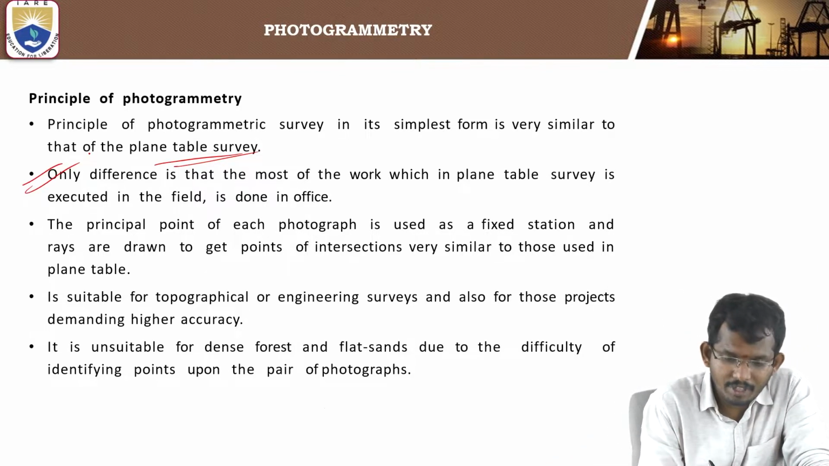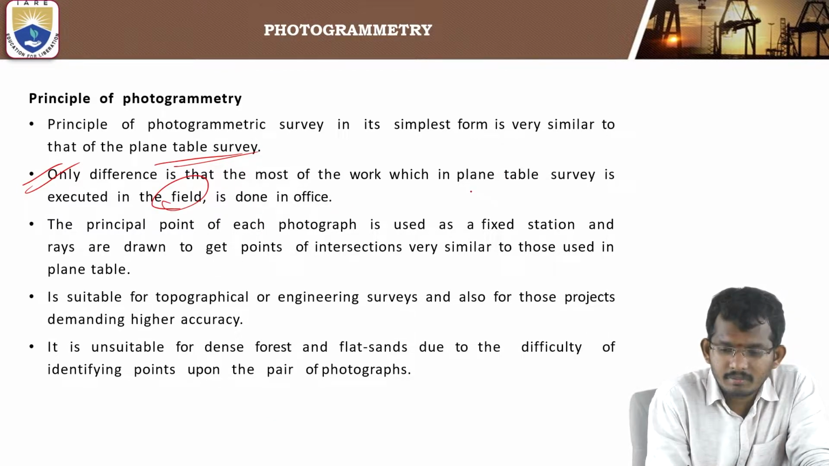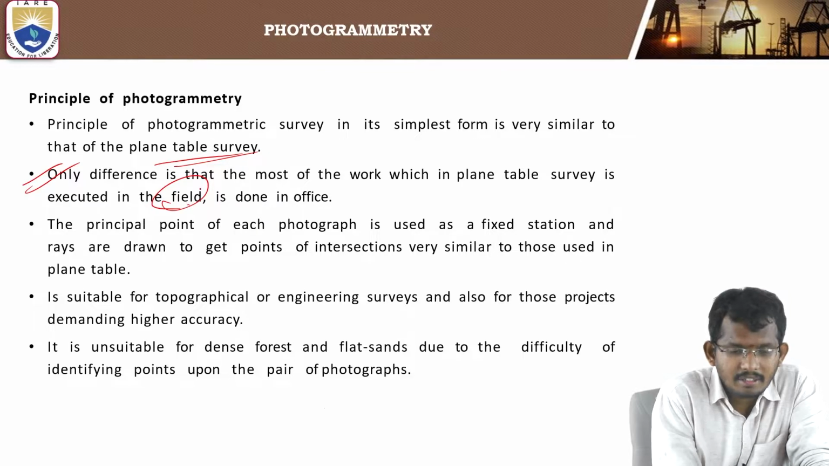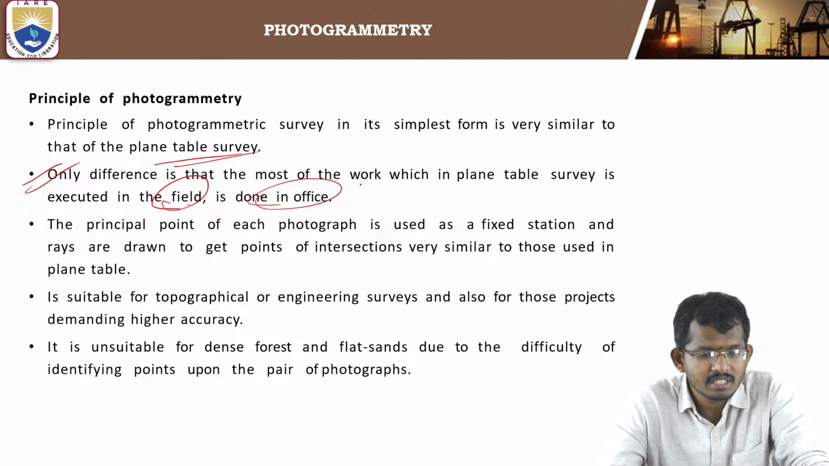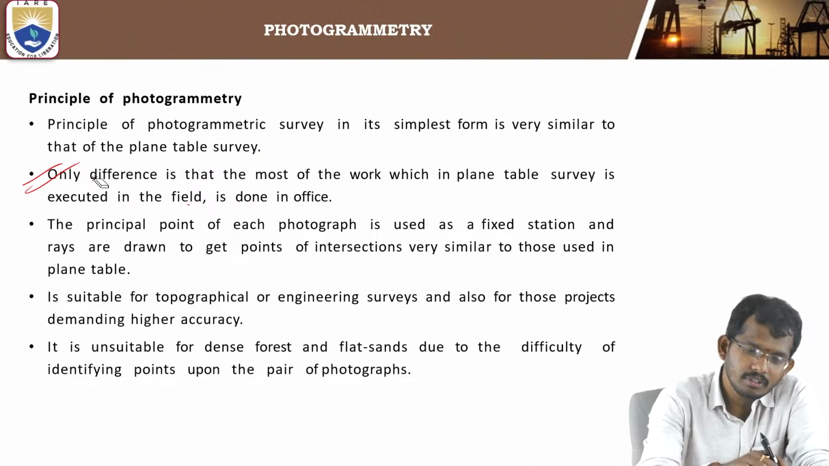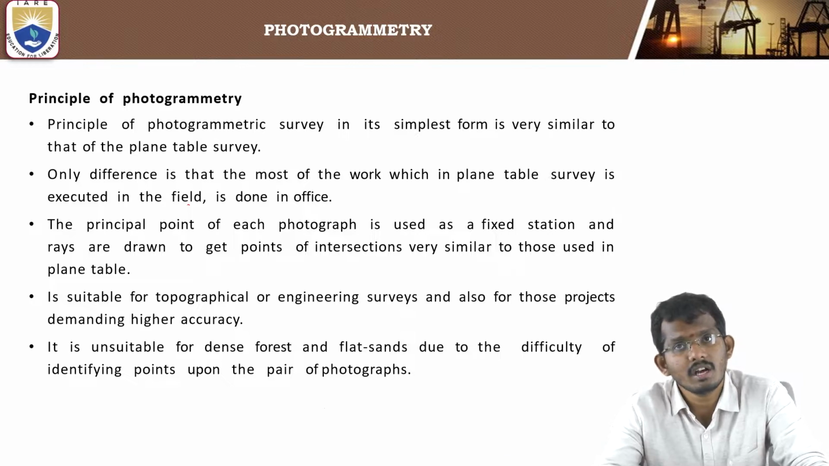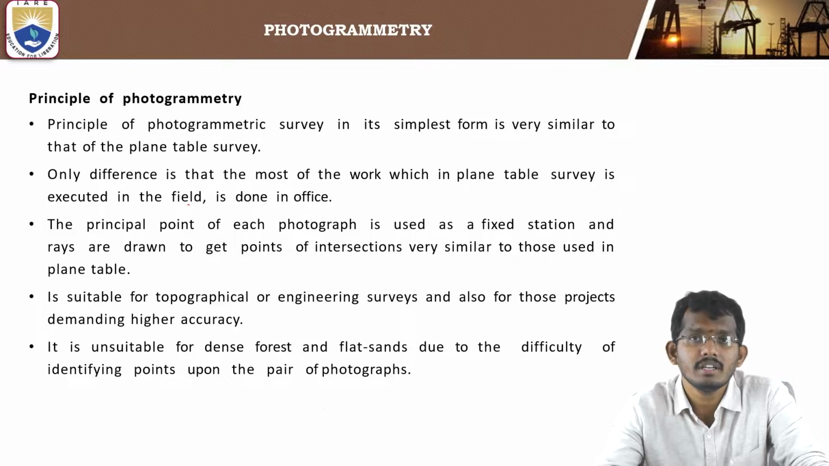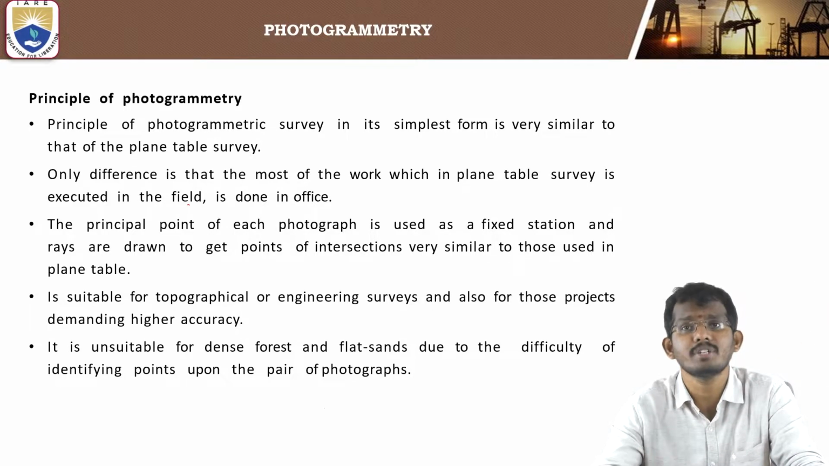The plane table survey is executed in the field, and the photogrammetry survey is done in the office. Most of the work which in plane table survey is executed in the field is done in the office. In photogrammetry we record the data using airborne vehicles, and we sit in the office and work on the data to extract the physical quantities of any object which we have captured.